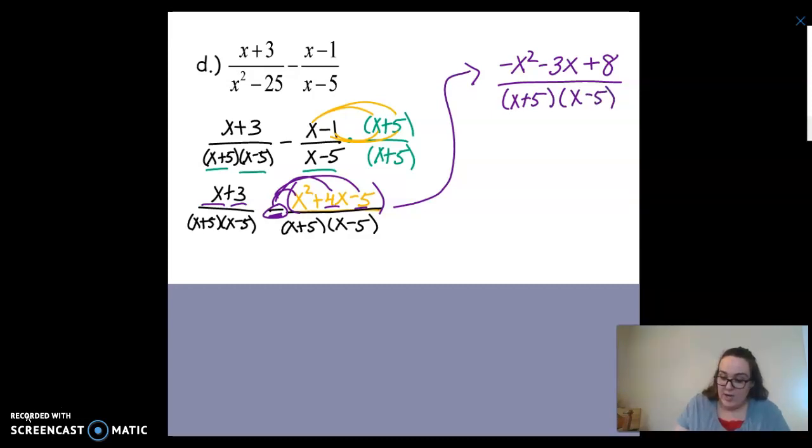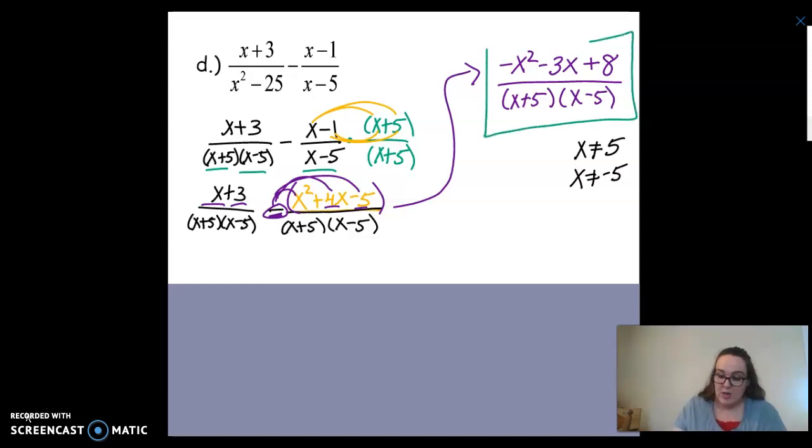Right here, what can x not be? X cannot equal 5. X cannot equal negative 5. Okay, both of them. I'm going to stop and see, is there anything I can simplify? Well, I can't get rid of any x's on the numerator denominator. Is there anything that multiplies to negative 8 and adds to negative 3? The answer is no. Okay, so this is my final answer.